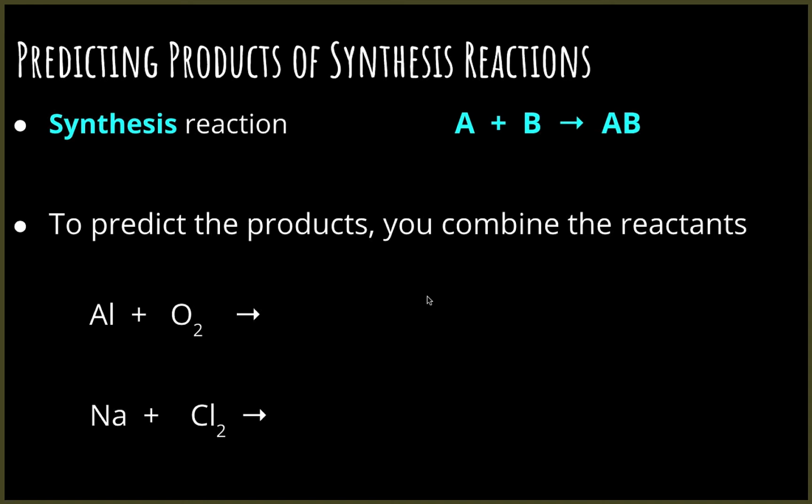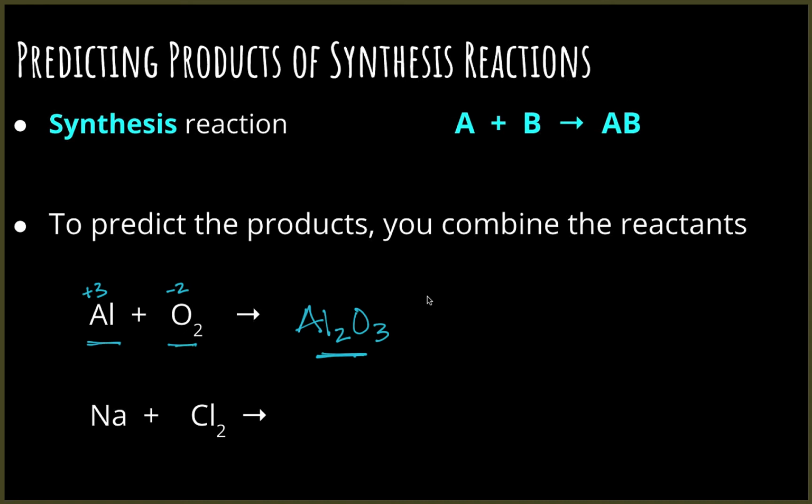Okay, so what that means is if I'm starting with aluminum plus oxygen, it's going to produce a compound that has aluminum and oxygen in it together. So if you think back to what we did before, aluminum was a +3, oxygen's a -2, so that means those are going to crisscross. So I'm going to get Al2O3 as my compound.